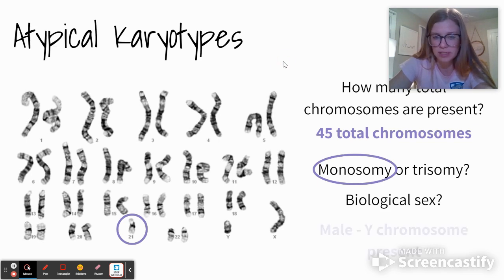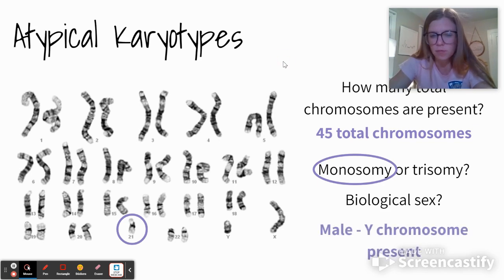So the biological sex of this individual is male, because the Y chromosome is present. This atypical karyotype is focusing on a chromosomal mutation at site 21, which doesn't impact that individual's biological sex, but we still want to practice being able to identify an individual's biological sex no matter the karyotype.